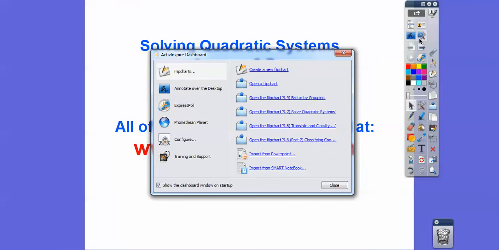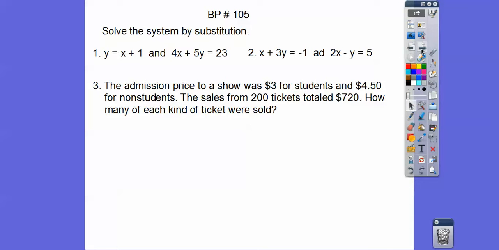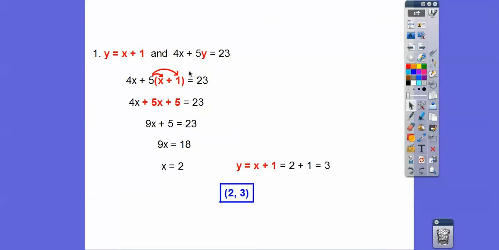In my class I have these things called board problems. So let's do some Algebra 1 skills. Hopefully you guys are going to solve these systems by substitution. I'll talk us through. We're going to substitute this x plus 1 in for this y right here, y equals x plus 1. You can see I did that, then distributed the 5 through, and we get this right here. Then we combine 4x and 5x is 9x, and then we subtract the 5 to get 18, so x equals 2. And don't forget, these are ordered pairs.